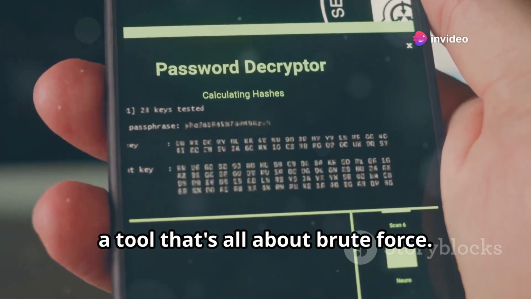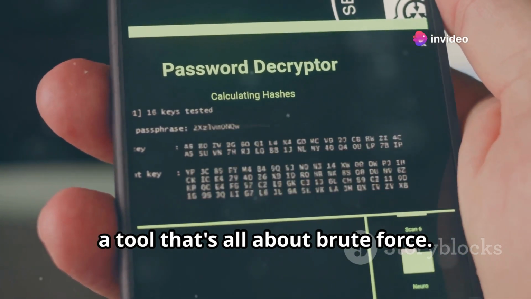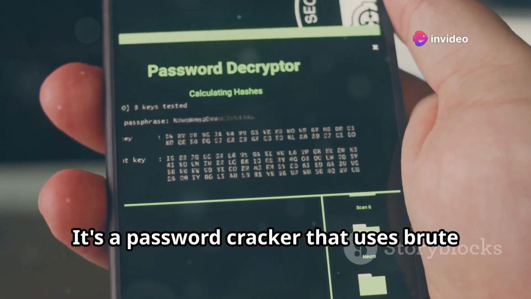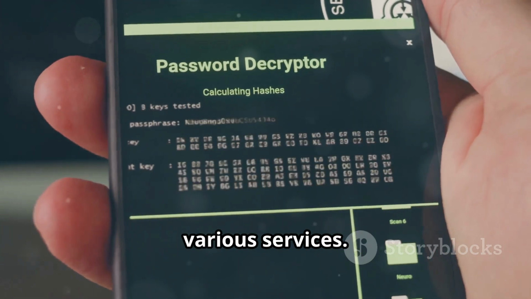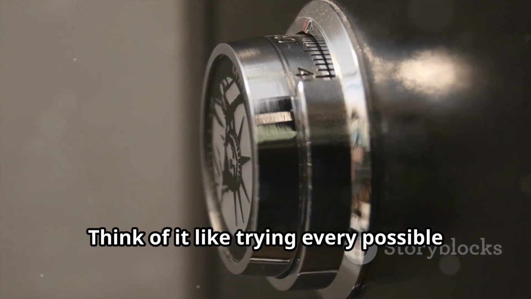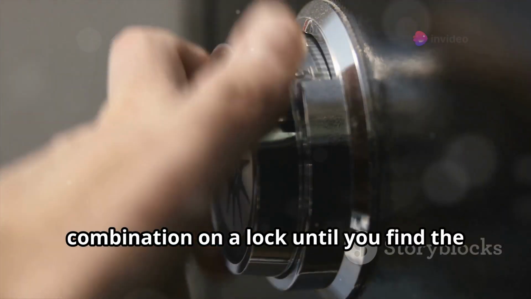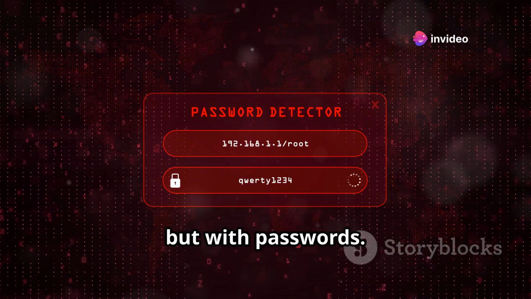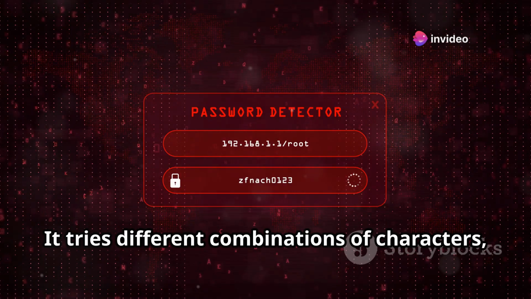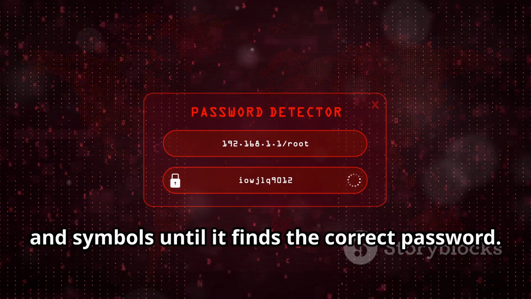Next up is Hydra, a tool that's all about brute force. And I mean that literally. It's a password cracker that uses brute force methods to guess passwords for various services. Think of it like trying every possible combination on a lock until you find the right one. Hydra does the same thing, but with passwords. It tries different combinations of characters, numbers, and symbols until it finds the correct password.